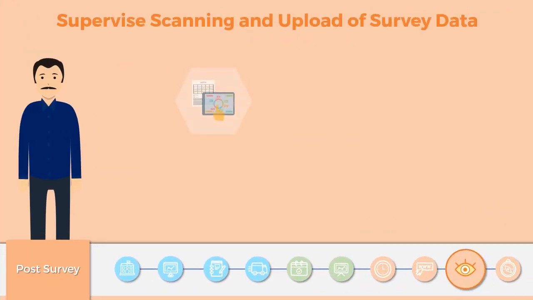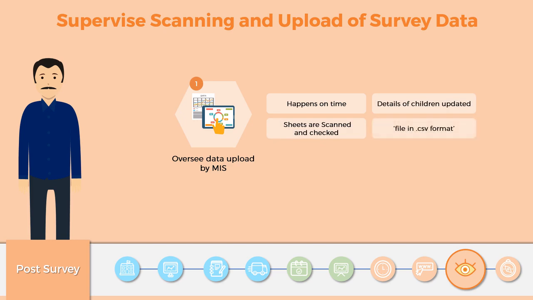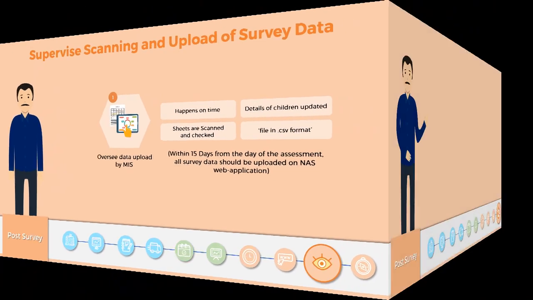District coordinator needs to oversee that scanning and uploading of all the OMR sheet data is done smoothly by the MIS team. In coordination with state coordinator implementation, district coordinator needs to ensure that it happens on time. Sheets are properly scanned and checked. Details of children are updated. File is uploaded in .csv format. All the data should be uploaded within 15 days after the date of survey has taken place. Update the state coordinator about all above activities.